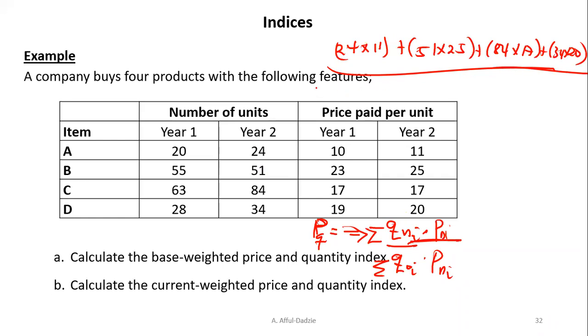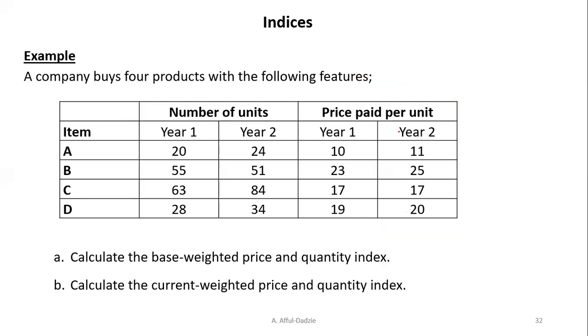Now you move to Q naught, which is still against the current price. So 20 times 11, plus 55 times 25, plus 63 times 17, plus 28 times 20. Then times 100. Then that gives you your Paasche quantity index. Are we okay?